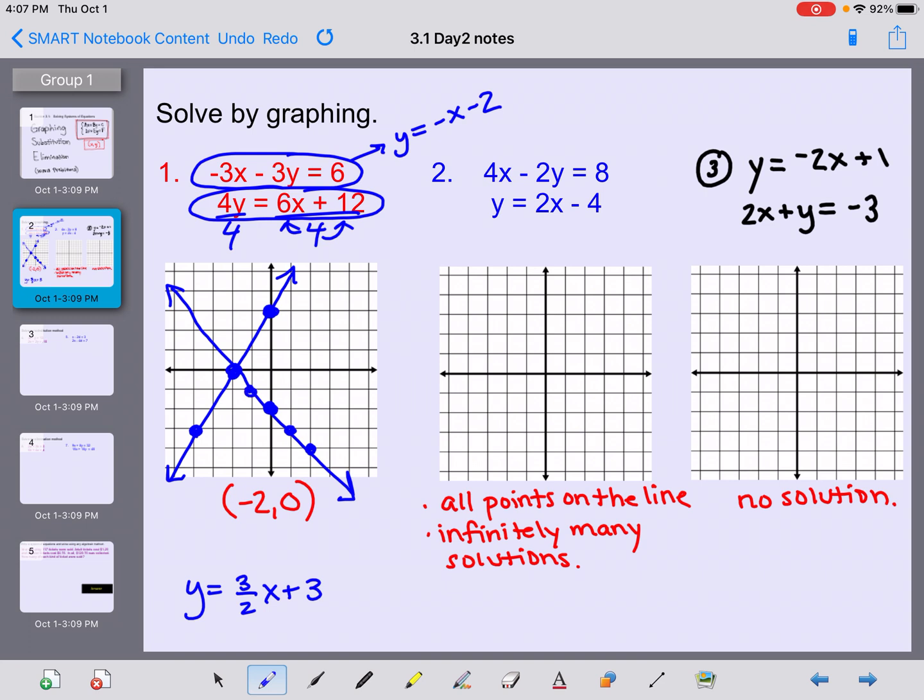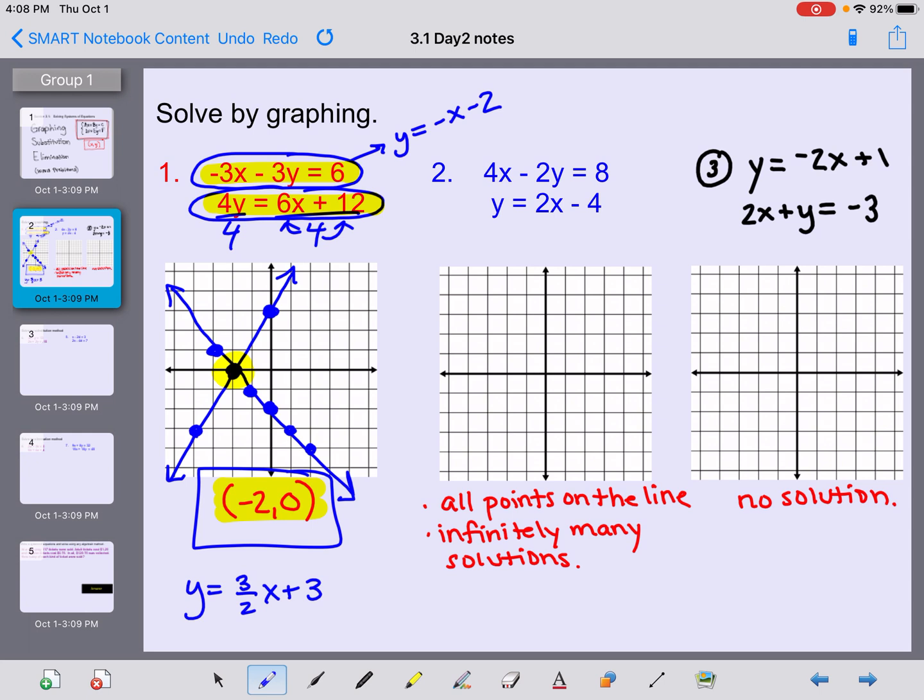So I can go up and left, up and left, up and left to make sure that that is actually my intersection there. If I wanted to check my answer, I would take this intersection point, -2, 0, plug it into the first equation. It should make it true. Plug it into the second equation. It should also make it true. If it doesn't make one of them true, you messed up, right? It's not the correct answer.